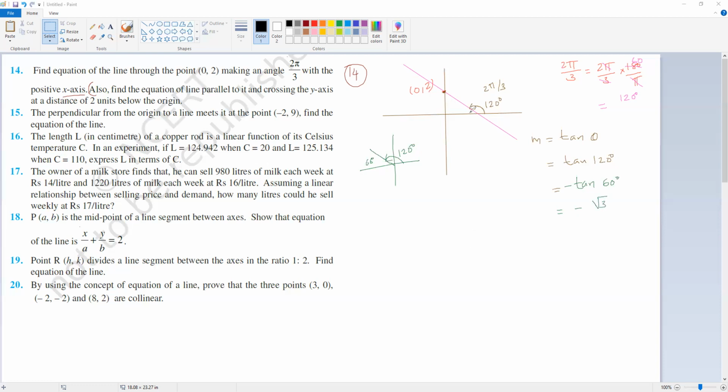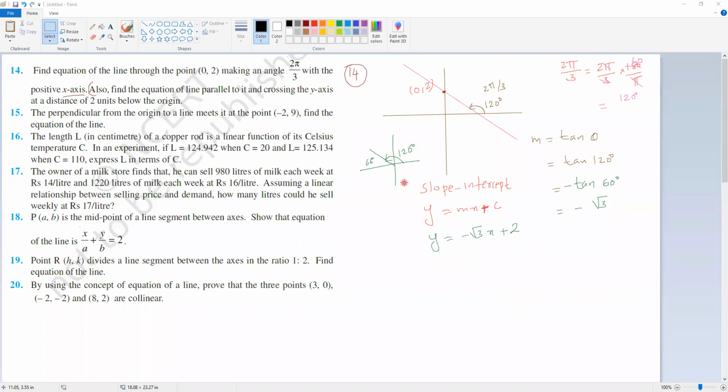Now you can use the point-slope form, or otherwise you have the slope-intercept form, y = mx + c. You can do it directly because you have the y-intercept. So the equation is y = mx + c, where the slope is −√3, so y = −√3 x + c. The y-intercept is 2, because it is given that the point is (0, 2), meaning the y-intercept is 2. So that is the equation.